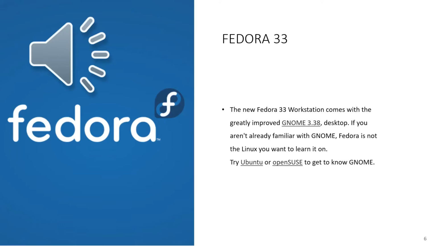The much-awaited Fedora 33 was released on October 27, 2020, after a patient wait from the fans and enthusiasts. The new Fedora 33 workstation comes with the greatly improved GNOME 3.38 desktop. If you're not familiar with GNOME, it is much recommended to try Ubuntu to get familiarized with GNOME. Then you can try Fedora.